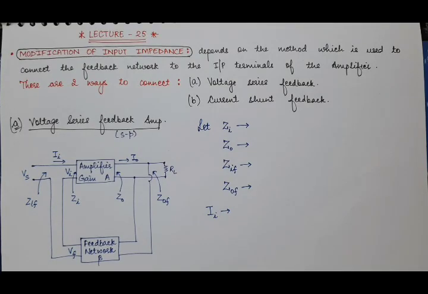Good morning students. In this lecture 25, we will discuss the next advantage of using negative feedback in amplifiers, and that is the modification in input impedance. We can modify the input impedance in any transistor amplifier by using two different connections. One is the voltage series feedback amplifier, and the second method is the current shunt feedback amplifier.